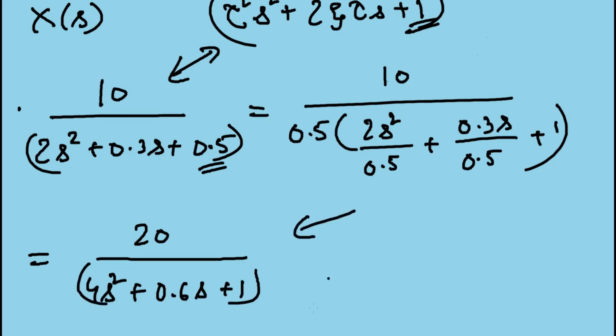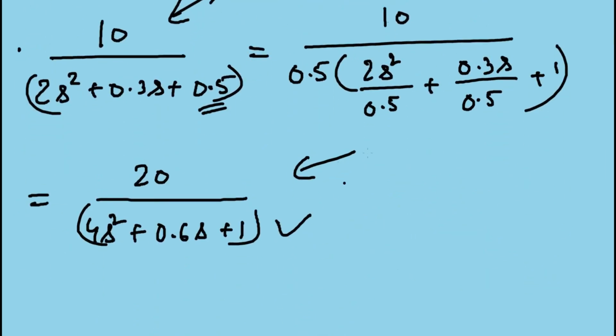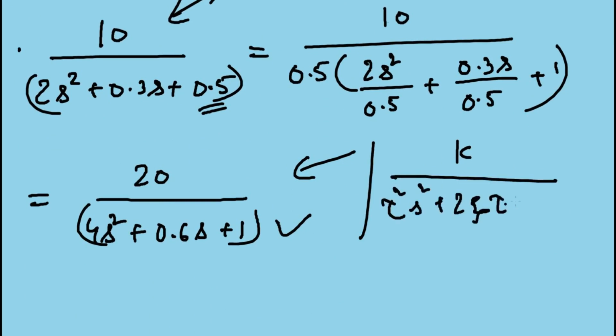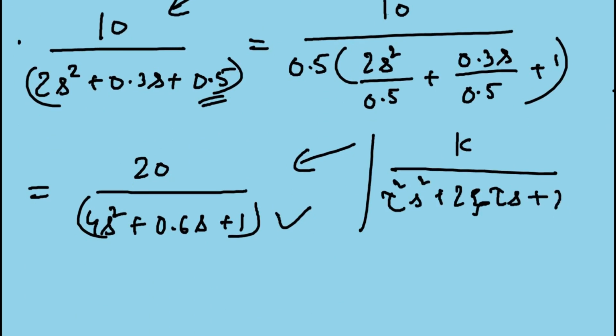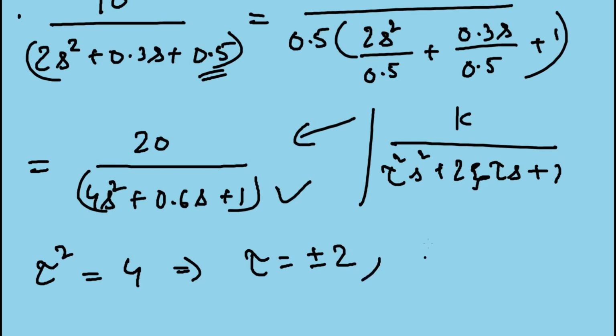So now I can compare this with this, that is Kp by tau square s square plus 2 zeta tau s plus 1. So let me write them side by side: Kp by tau square s square plus 2 zeta tau s plus 1. Now by comparing both of these, I find that tau square equals 4. So what is tau? Tau equals plus minus 2, but because tau is a time constant, it will obviously be plus 2. So tau is 2. This is what we obtain.